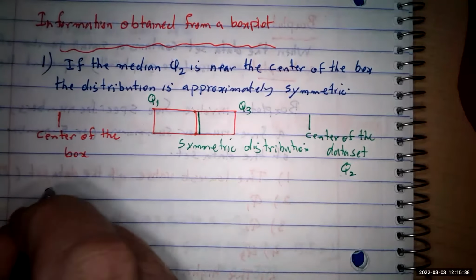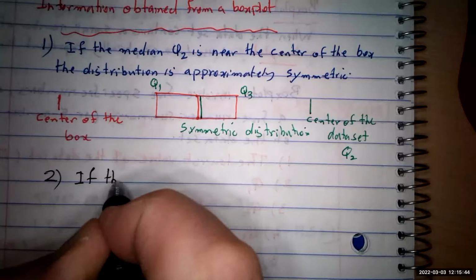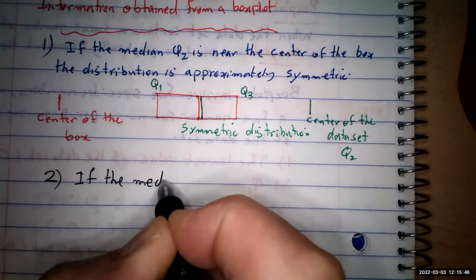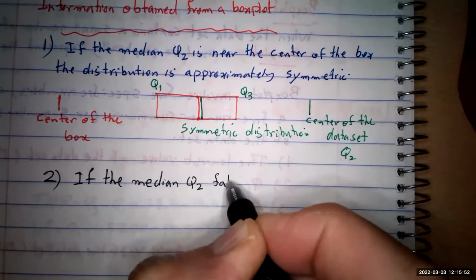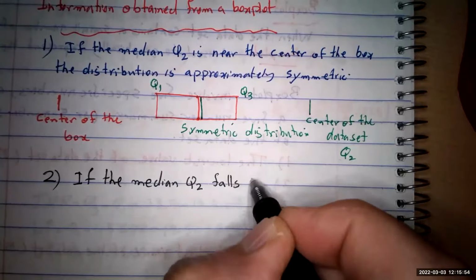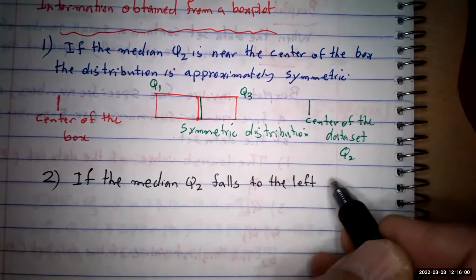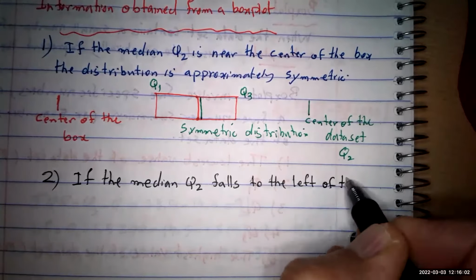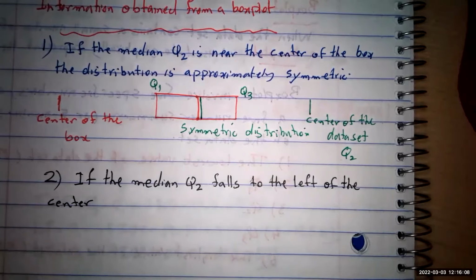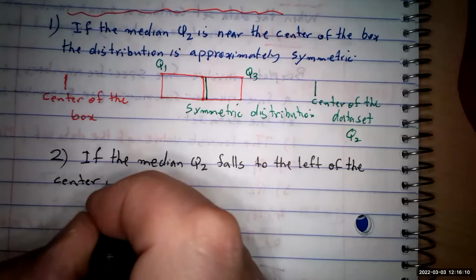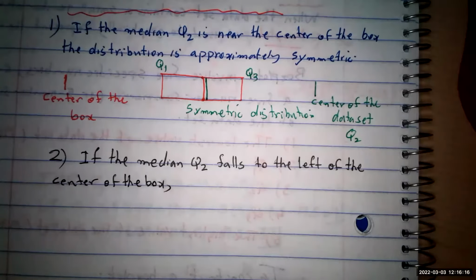So if they are not going to be close to each other, if there's going to be a shifting, if the median of your information Q2 falls to the left, shifting to the left of the center of the box, we say that the distribution is not symmetric, it's skewed.